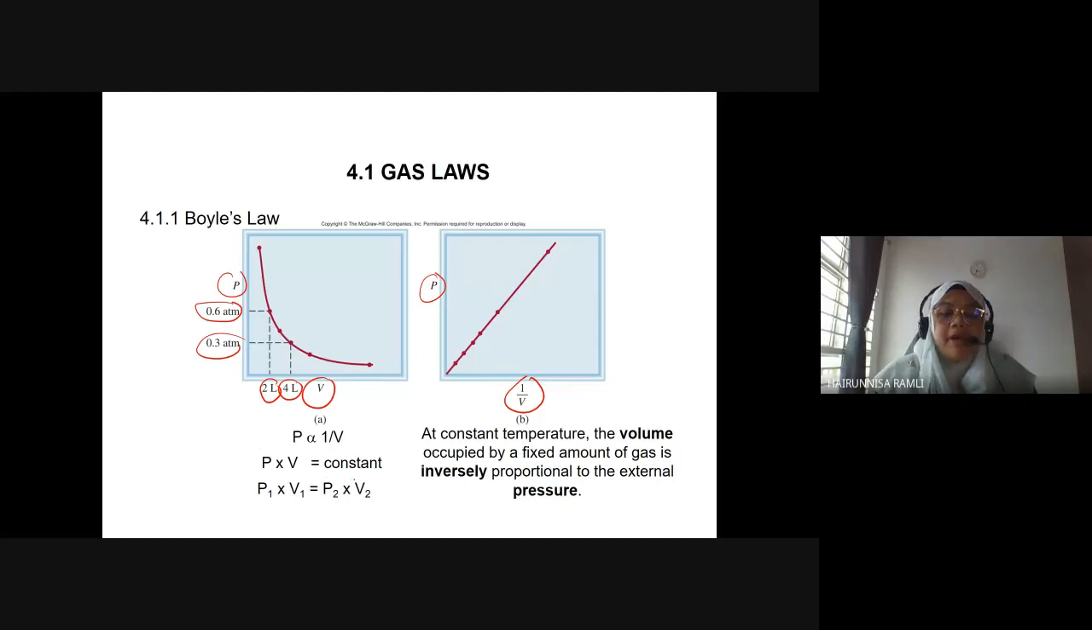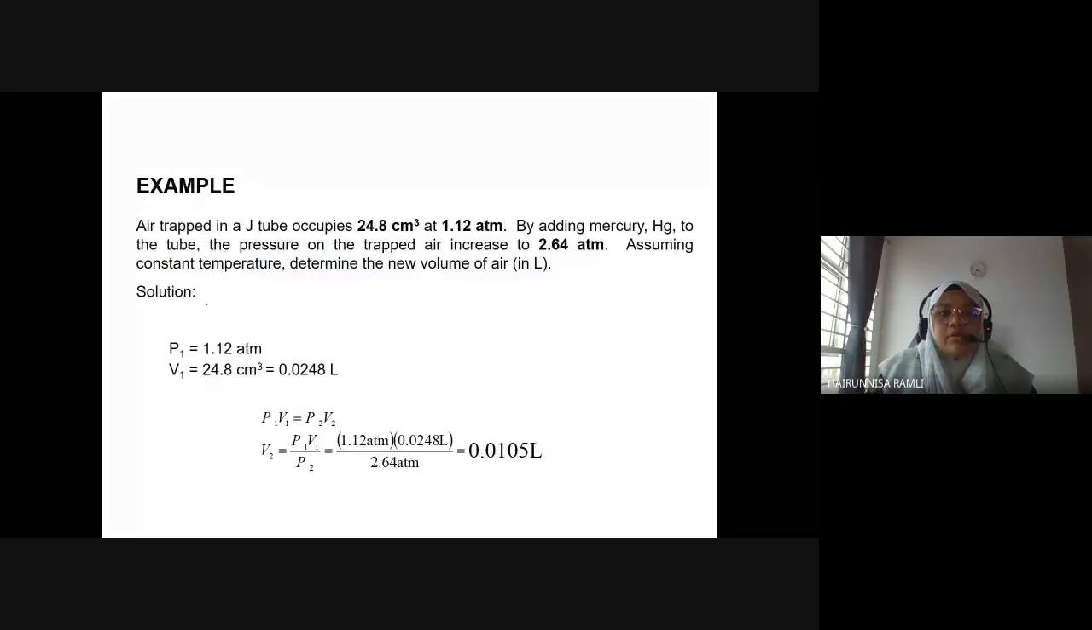And then if you have more than one, I mean the pressure and volume, you want to see what will happen if you change the pressure or change the volume. You can combine all this to get the relationship. So P1 V1 equals P2 V2. So look at the example here.